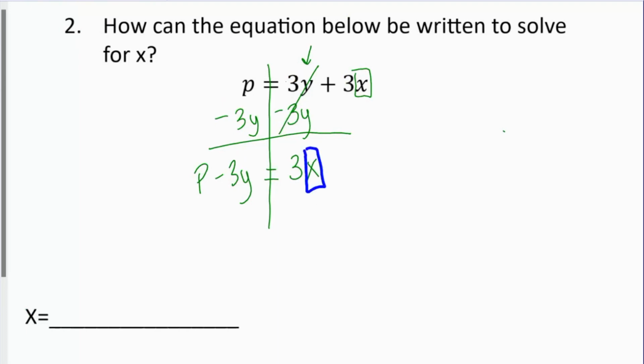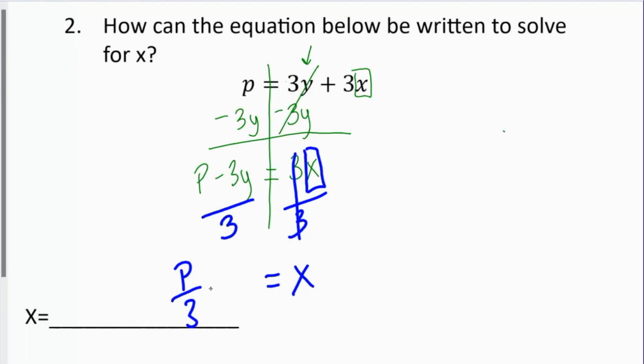3 and x are attached by multiplication, opposite operation, division. I'm going to divide by what I want to get rid of. Whatever I do to one side, I must do to the other. 3 divided by 3 is 1, but 1x and x are the exact same thing. And in this case, I can do a different step. So it's going to be a little bit different than the last one here in the last step. So p divided by 3, don't know what that is, so I'm going to leave it as p divided by 3.